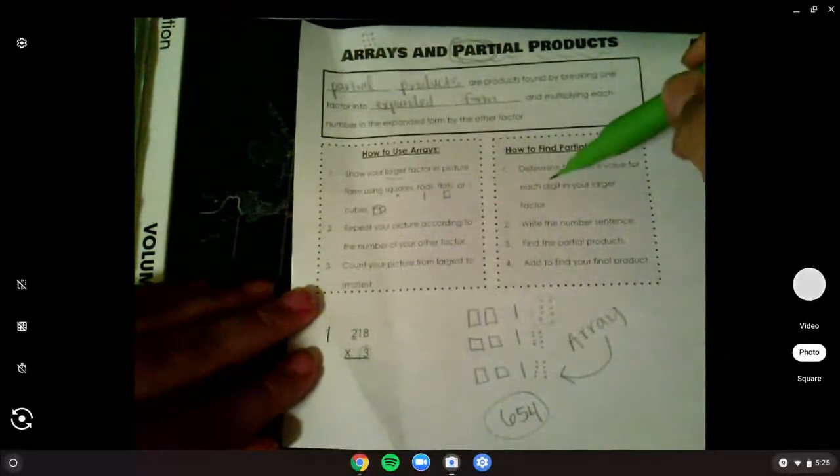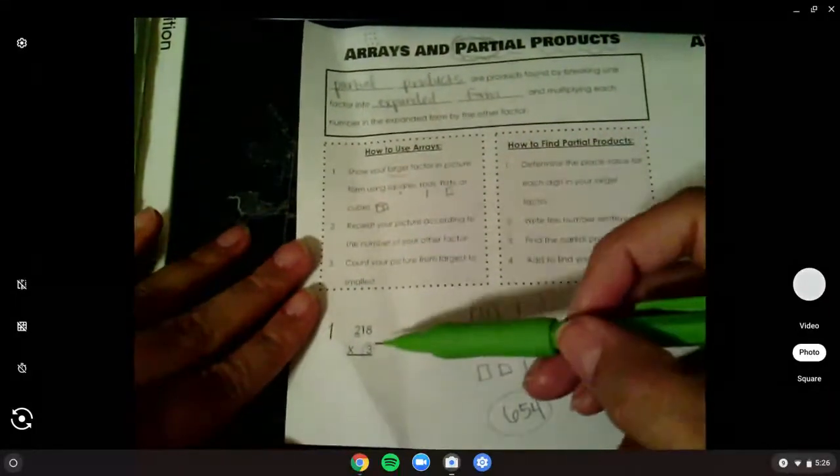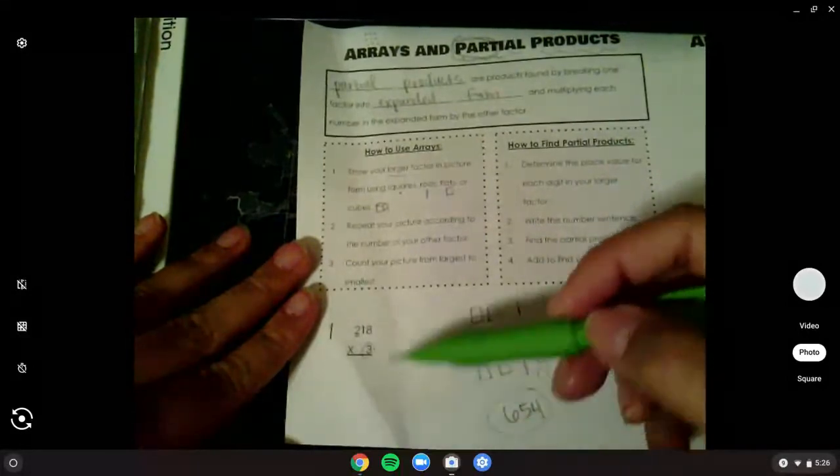So we can also use partial products to help us figure this out. To do this, we determine the place value for each digit in our larger factor. And we're going to write them as number sentences with our other factor. We're going to find our partial products, and we're going to add them to find our final product. Now to do this, we're going to work underneath our problem here.